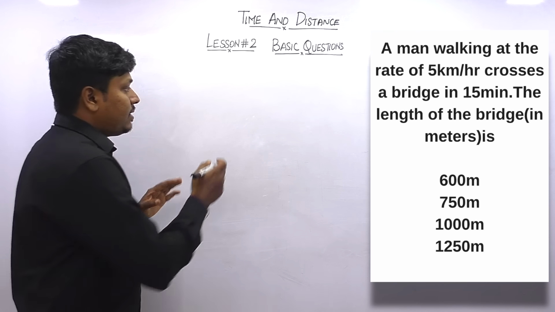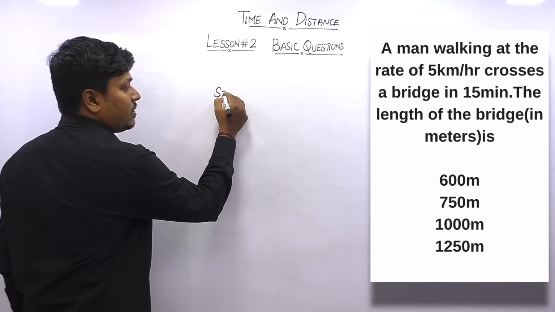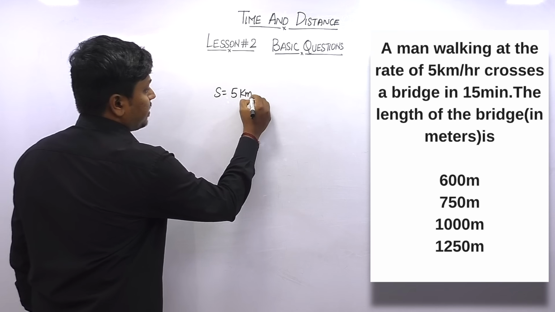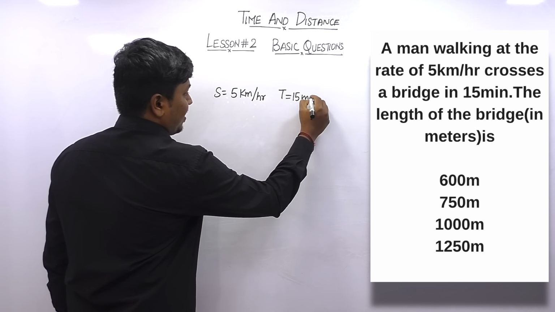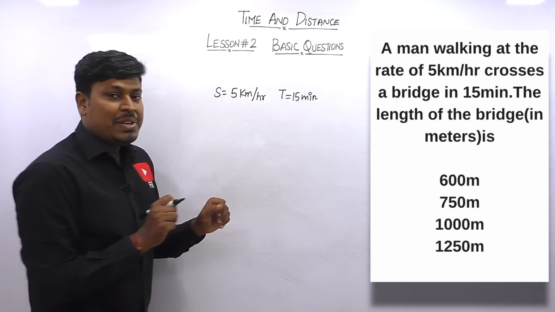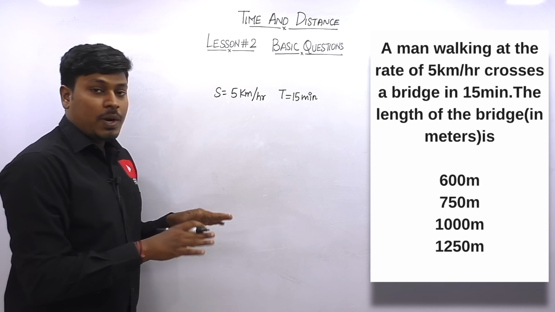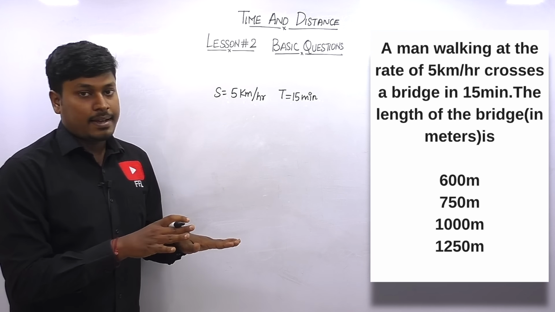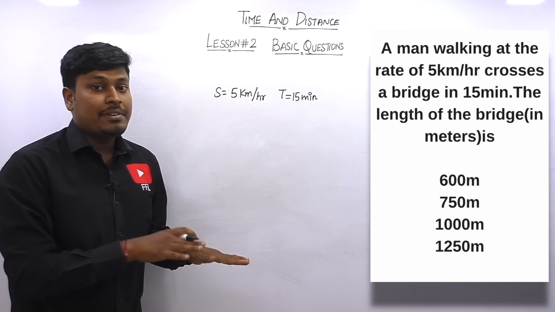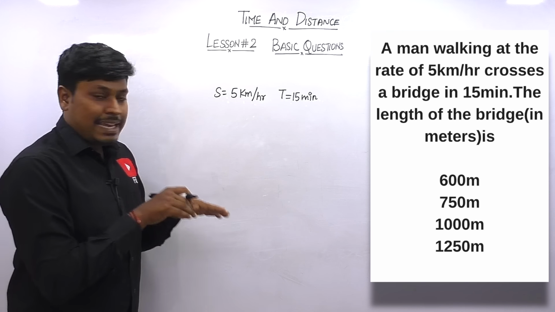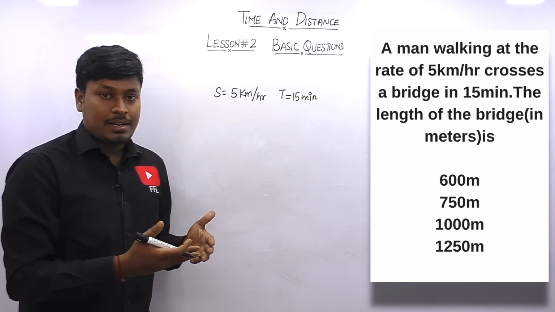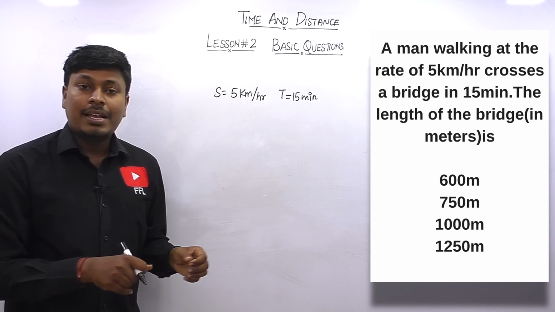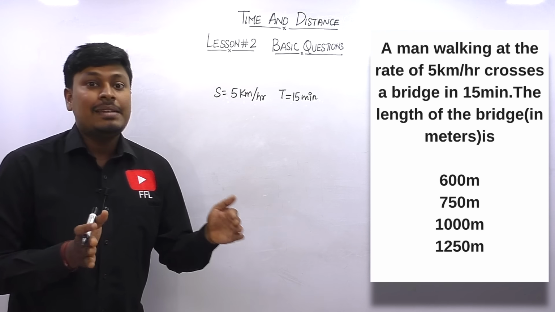So listen carefully. Speed is given. First of all, what is the speed value? Speed is 5 km per hour, and the time is also given, which is 15 minutes. So friends, what is the meaning of this question? A man is walking at a rate of 5 km per hour. So in 1 hour, he will travel 5 kilometers. At the same speed, he is walking on a bridge and he crosses the bridge in 15 minutes. So by using this data, our target is to find the length of the bridge in meters.